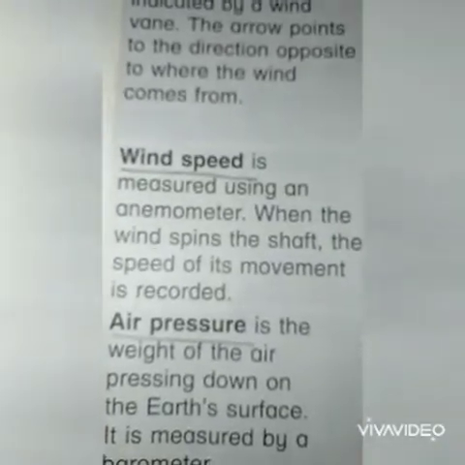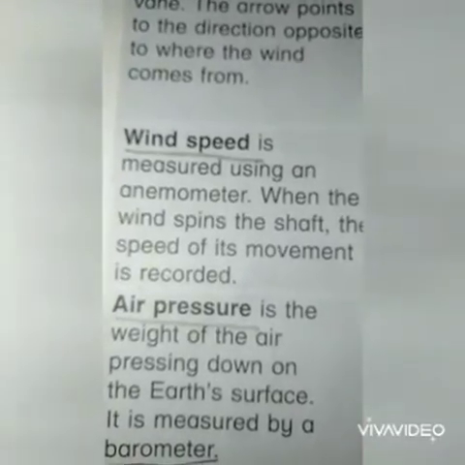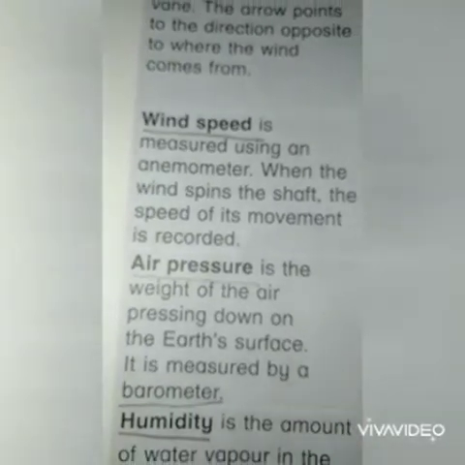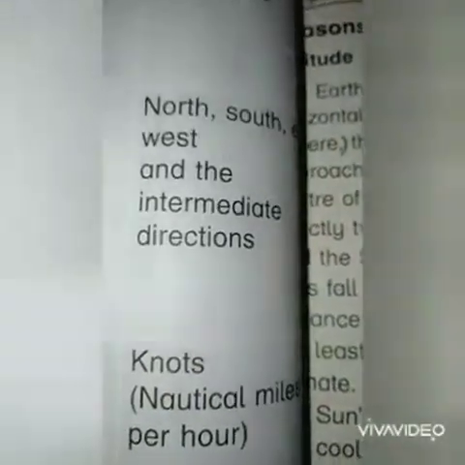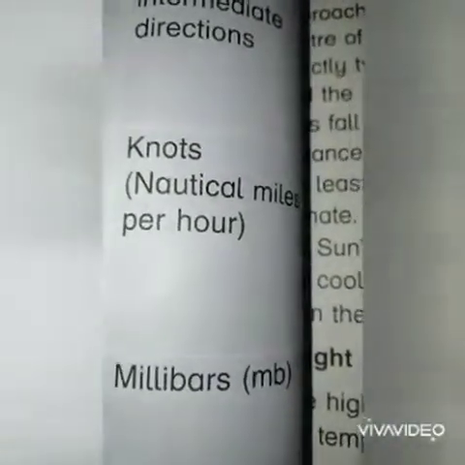The first weather tool we're going to learn about is an anemometer. An anemometer measures the wind speed with these cups that catch the wind. They turn a dial that's attached to the instrument, and the dial shows how fast the wind is going. It shows its speed. Everyone say anemometer.